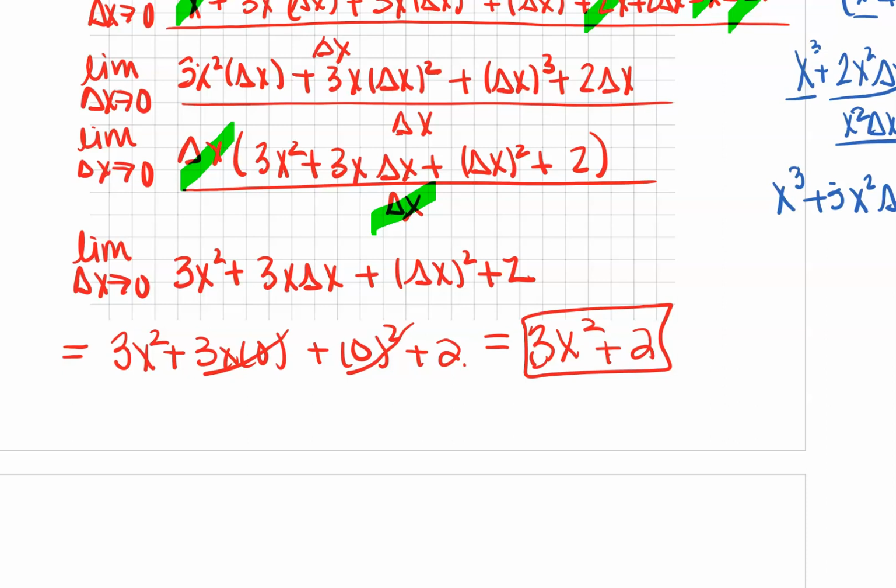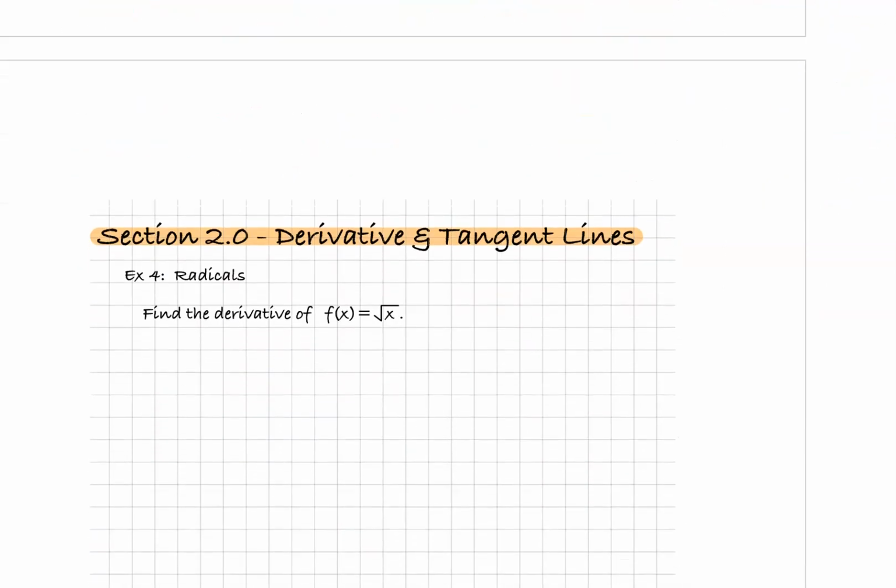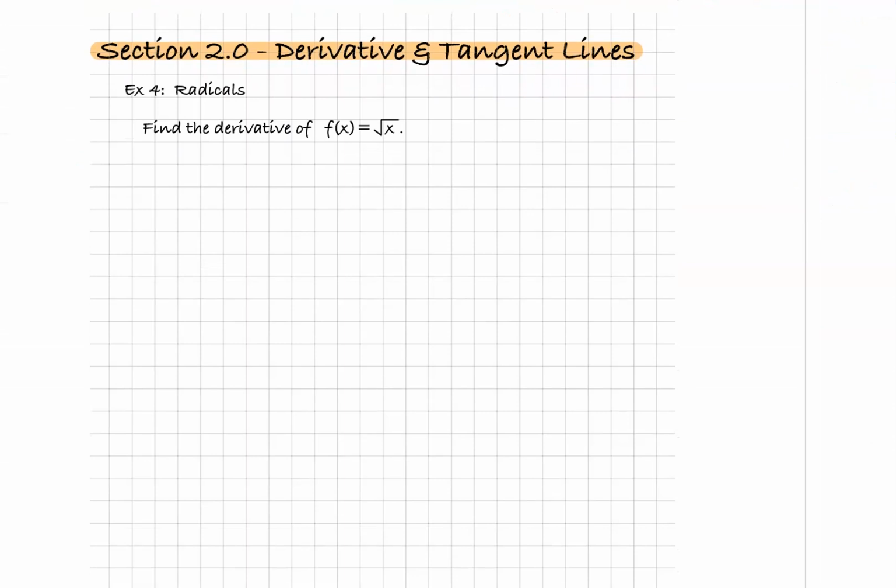Let's do another example of one, but let's do a special situation. Let's look at example number 4. Let's look at some radicals. When you're trying to find the derivative of a radical, or that equation for the slope at any given point, just be careful with it. We're going to pull some concepts that we've already practiced in chapter 1.